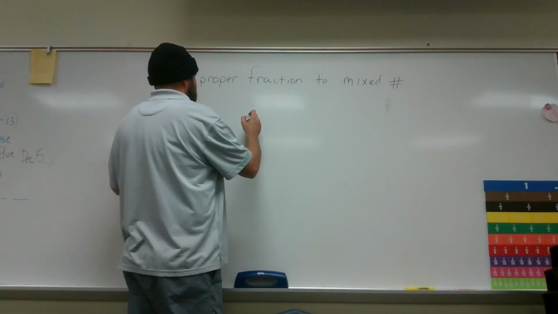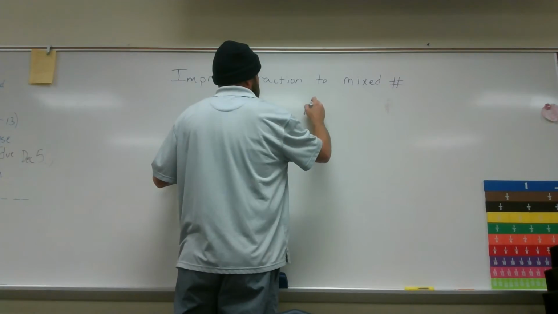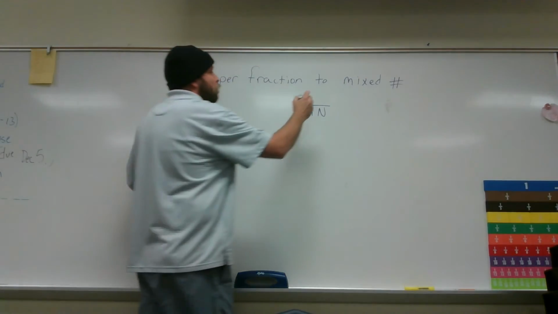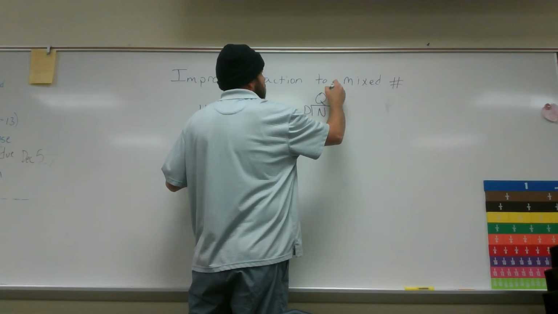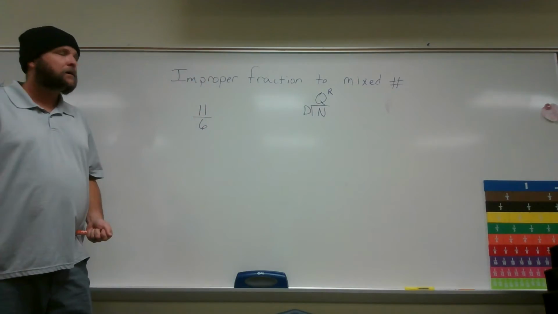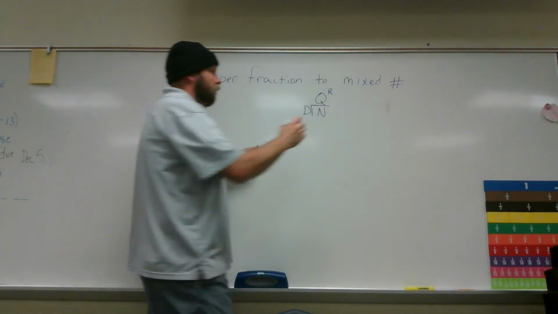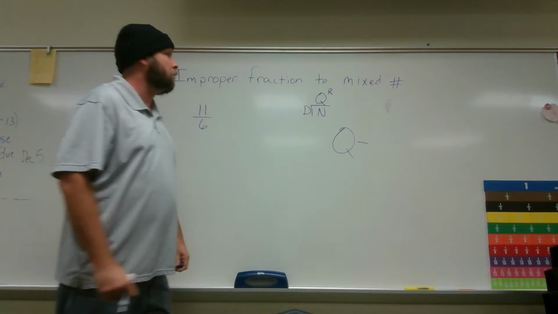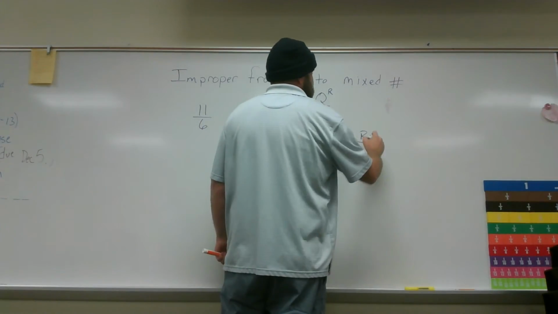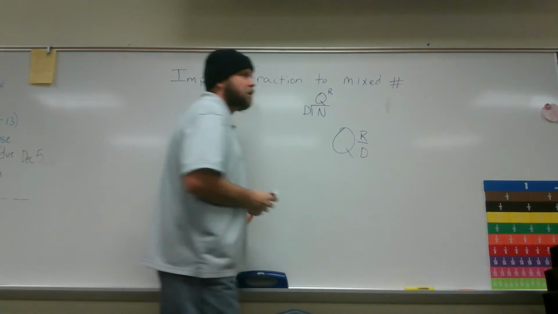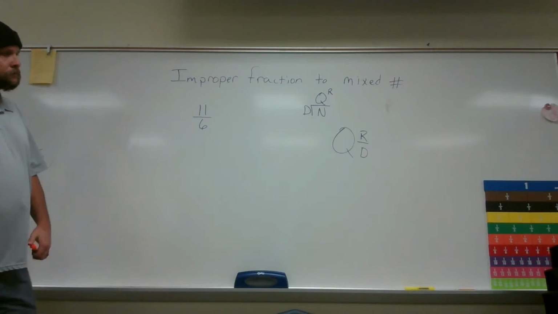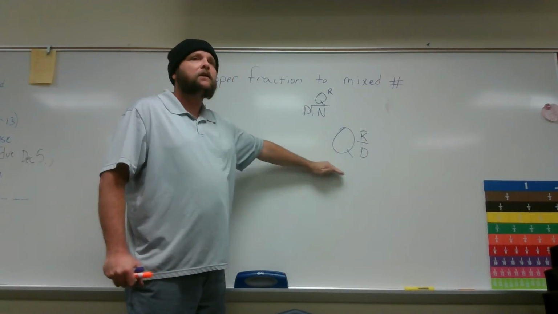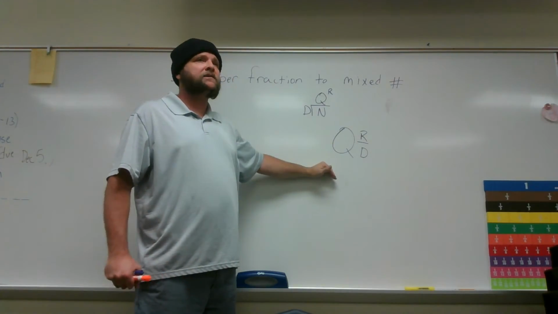So what you do is you divide. You're going to divide your denominator into your numerator. You're going to get a quotient and a remainder. Now look, your quotient becomes your whole number. Your remainder is your numerator and your denominator stays the same. So these are the steps on how to do it. If you wrote this down, it's easy peasy.